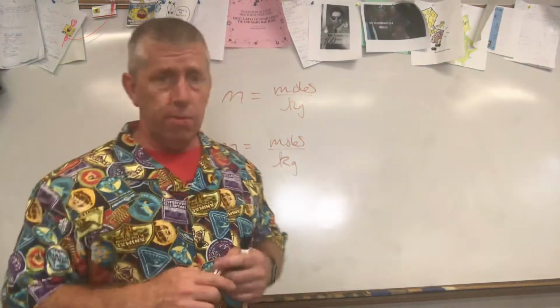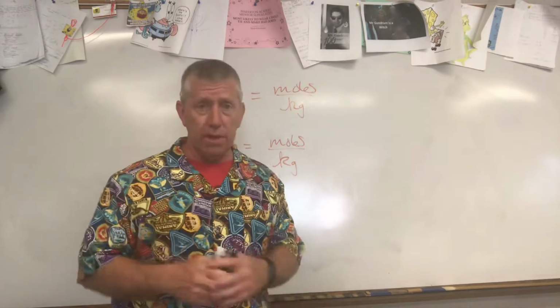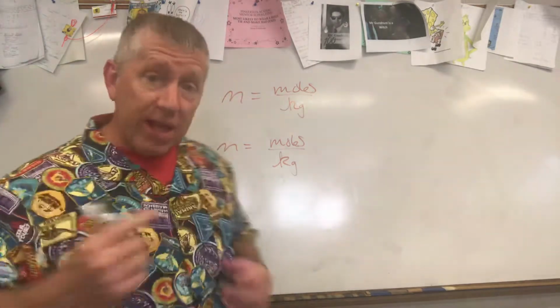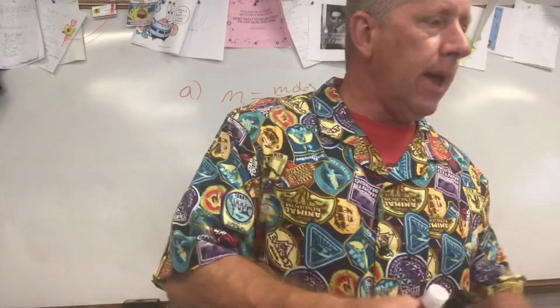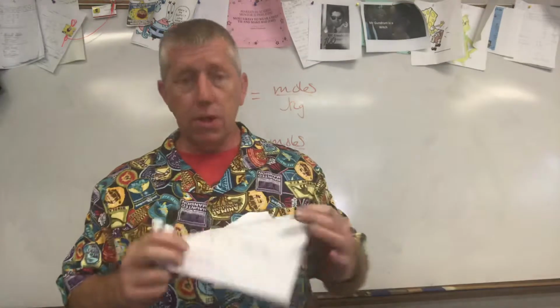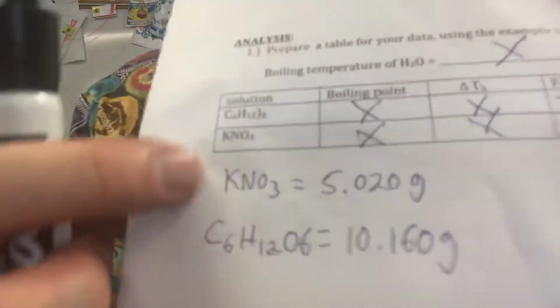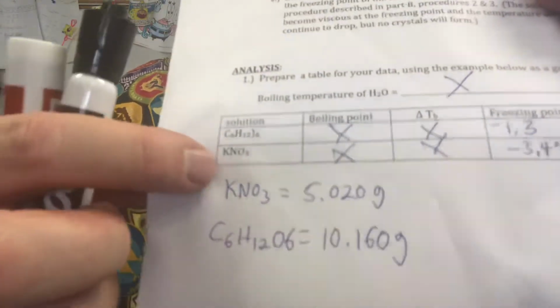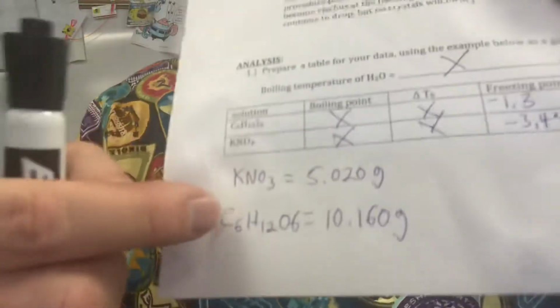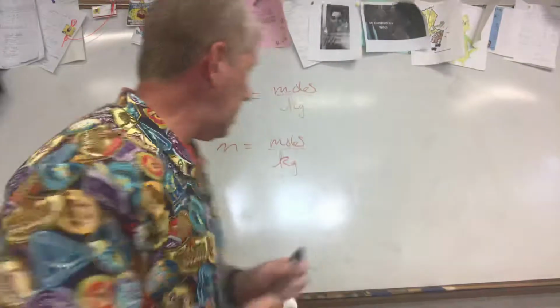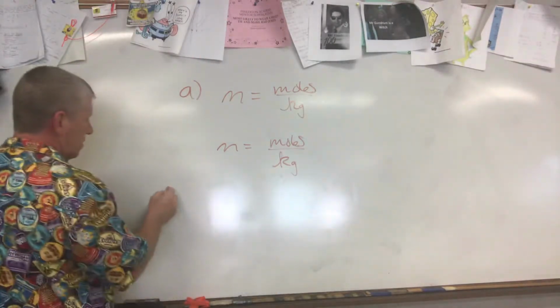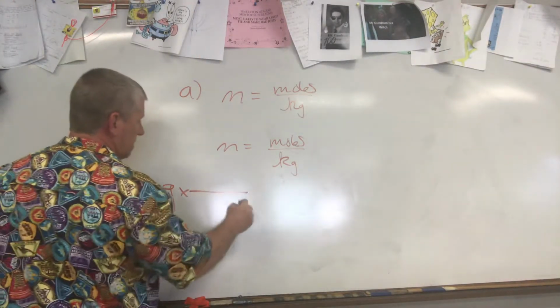You're going to do that. I'm not going to do that for you. At this point in chemistry, you should know how to do a mole calculation. You have grams of each one of the solutes, and that's why I said write down the exact amount that I used, because you're going to need this for the calculations. So don't just put 5, put 5.02. Don't just put 10, put 10.160. Those are your masses.